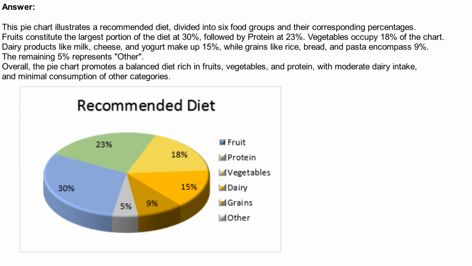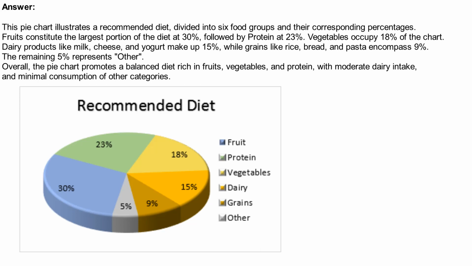This pie chart illustrates a recommended diet, divided into six food groups and their corresponding percentages. Fruits constitute the largest portion of the diet at 30%, followed by protein at 23%. Vegetables occupy 18% of the chart. Dairy products like milk, cheese, and yogurt make up 15%, while grains like rice, bread, and pasta encompass 9%.